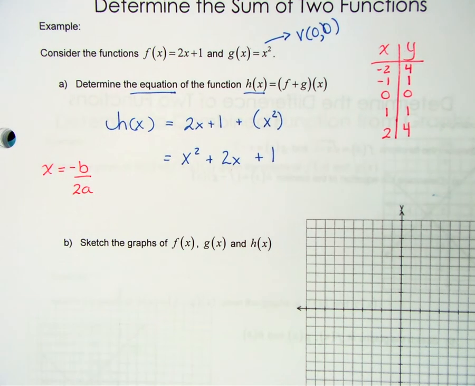The only problem with the table of values is it might not show you your vertex. Right? So you want to do a table of values if you're going to go that route. Just make sure you hit that vertex and get some points on the other side.